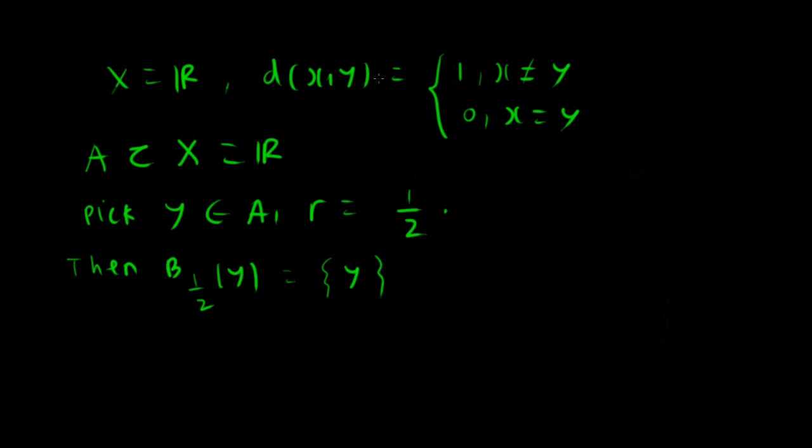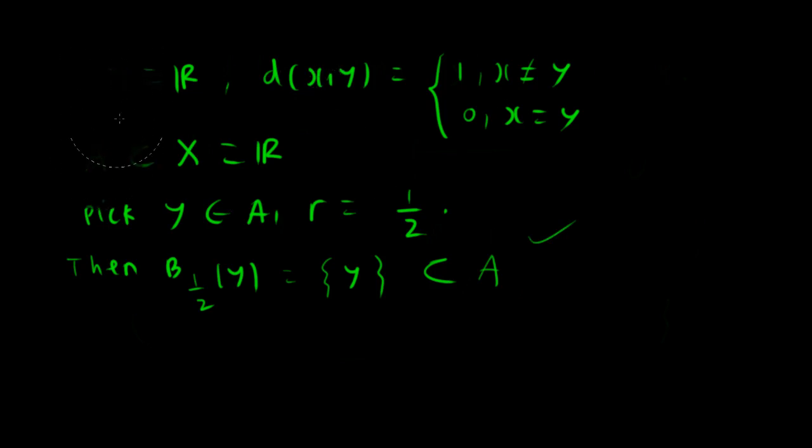Right? Because this distance, the only way it can be less than a half is if it's 0, and then you know that the point has to be equal to y. So this equality holds, and we know that that is going to be contained within A by definition because y is in A. So A is open, so every set is open. So this is something interesting here. The discrete metric makes every set open.